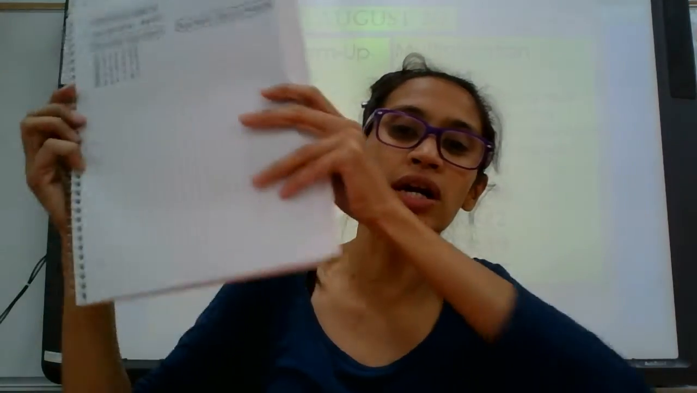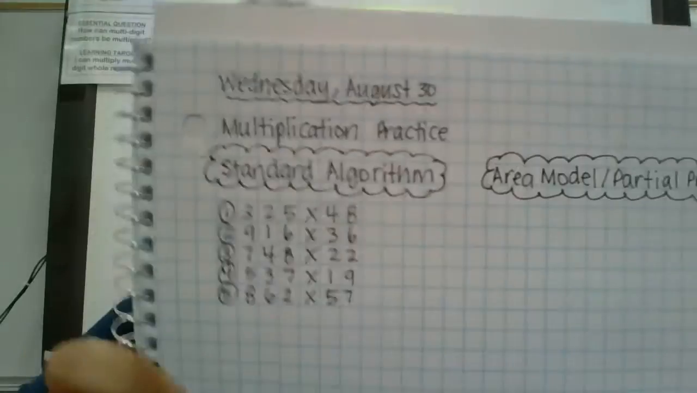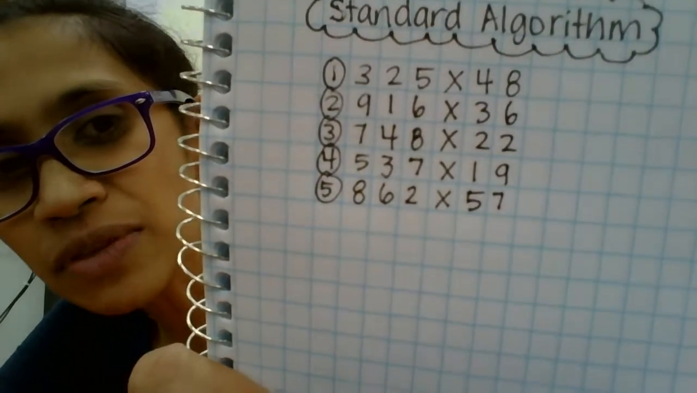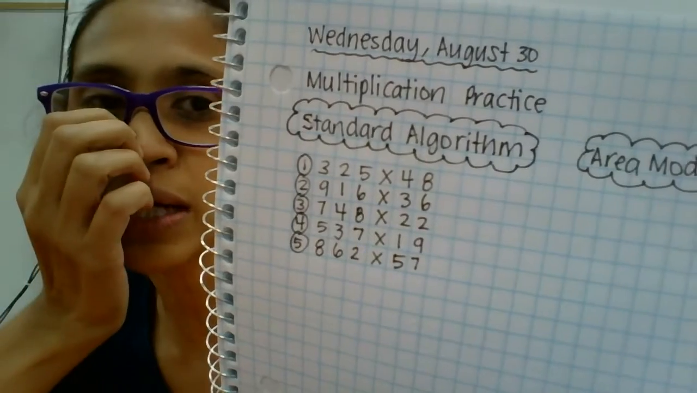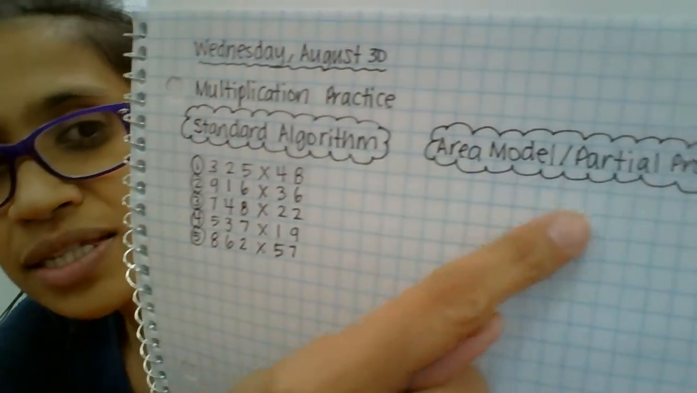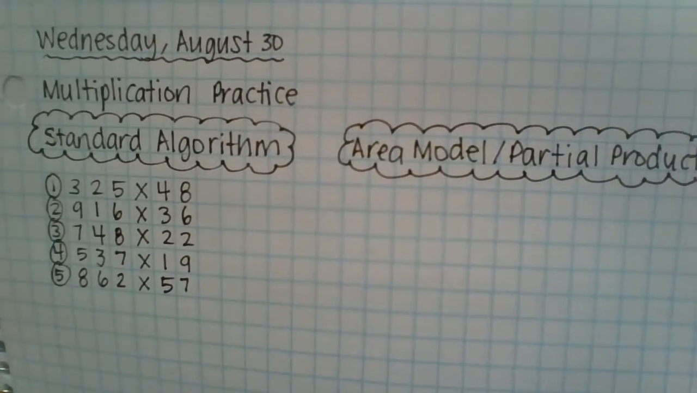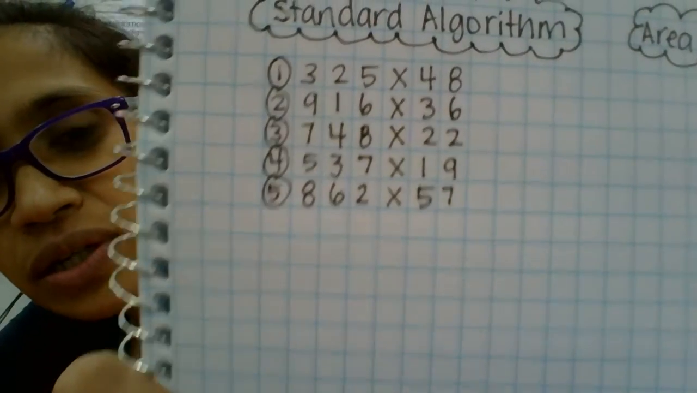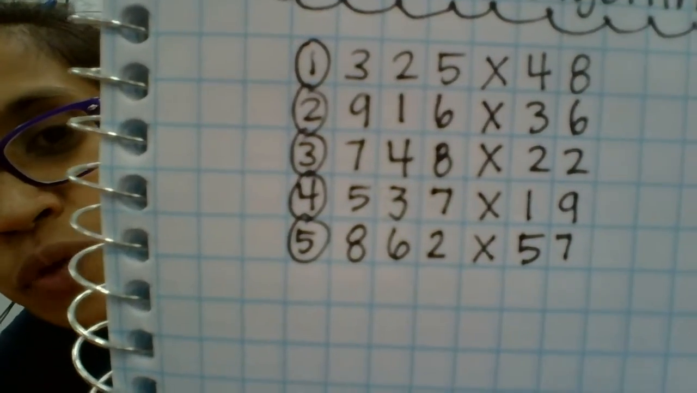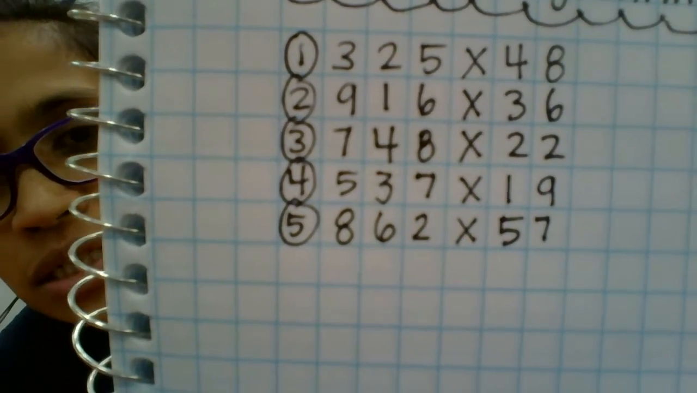All right, so here are your multiplication problems if you need them. Remember to write the date, Wednesday, August 30th, multiplication practice, the standard algorithm, and the partial products right there. Is it straight? I can't tell. Is it straight right there? All right, zoom it in right there for you. Pause it if you need to pause it.